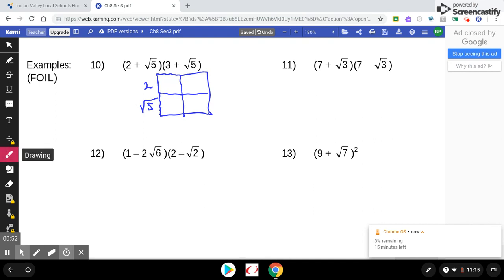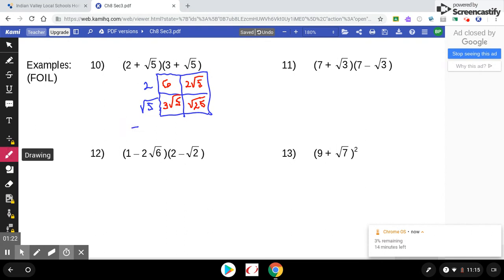So first times first, which would be those corner boxes, gives me a 6. 2 times the square root of 5. Well, 2's on the outside, 5's on the inside. I cannot put those together, but I can do that. Square root of 5 times 3. Similar idea. The last one times the last one. Now you can shortcut this, but I'm going to be careful here. So the fact that I'm multiplying a 5, which is inside, another 5, which is inside, should give me an answer that's inside.